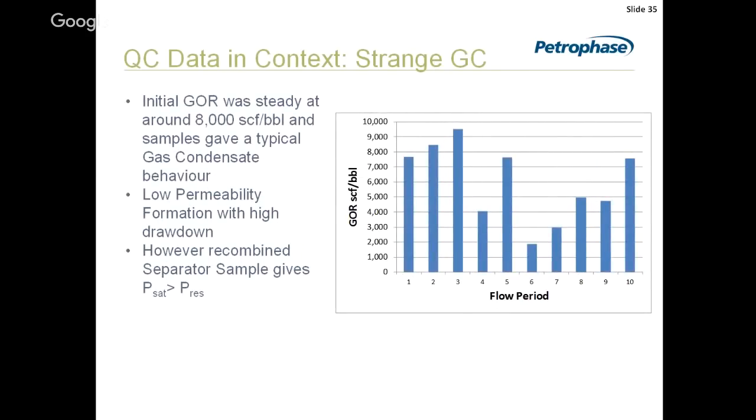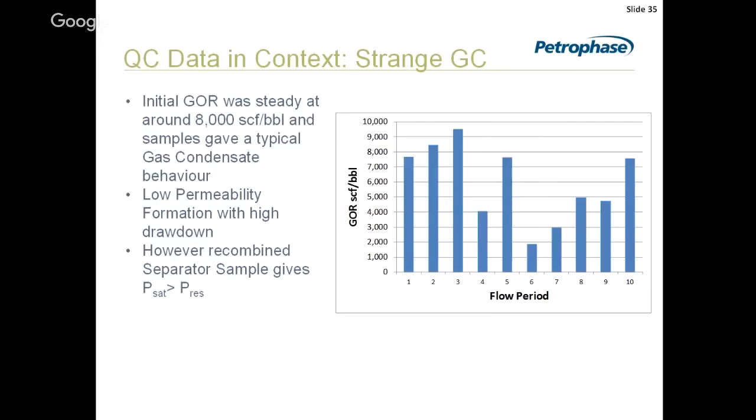There were several flow periods to surface during this well, and the graph on the right shows you the different GORs for the different flow periods. And they are up and down all over the place. So you can't really say, well, this one must be right. It's not obvious from this plot, from the way that the data are presented.